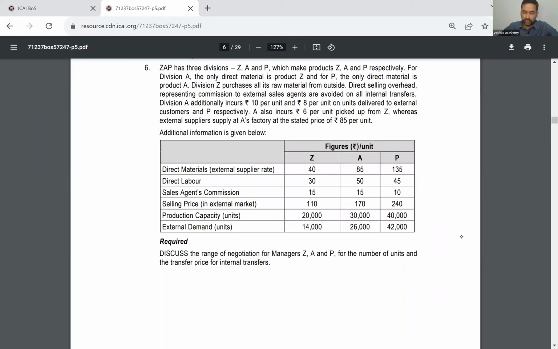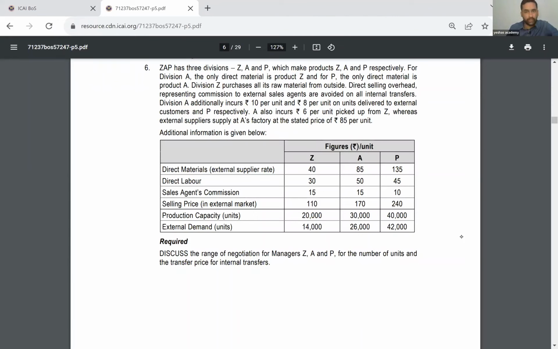What about P? Their production capacity is 40,000, external demand is 42,000. Now there is no question of bargaining power, because P has to finally sell it to an outside customer. Customer demand is 42,000, but P can produce only 40,000. That means you will not be able to achieve the full target. That's the only problem for P. There is no negotiation that P has to do with an external party. The external party is a final customer anyway. So this is a simple question, easily doable, not much of a difficulty.